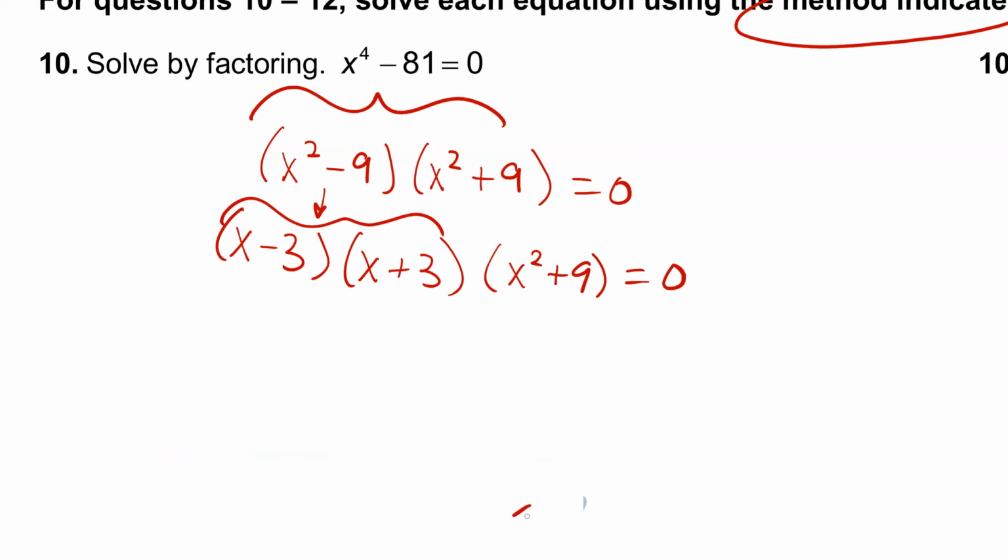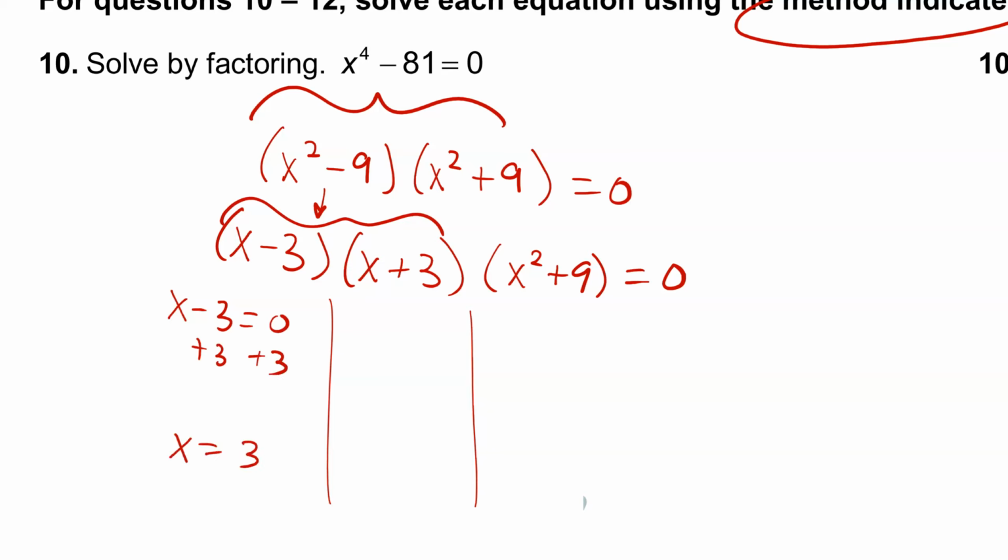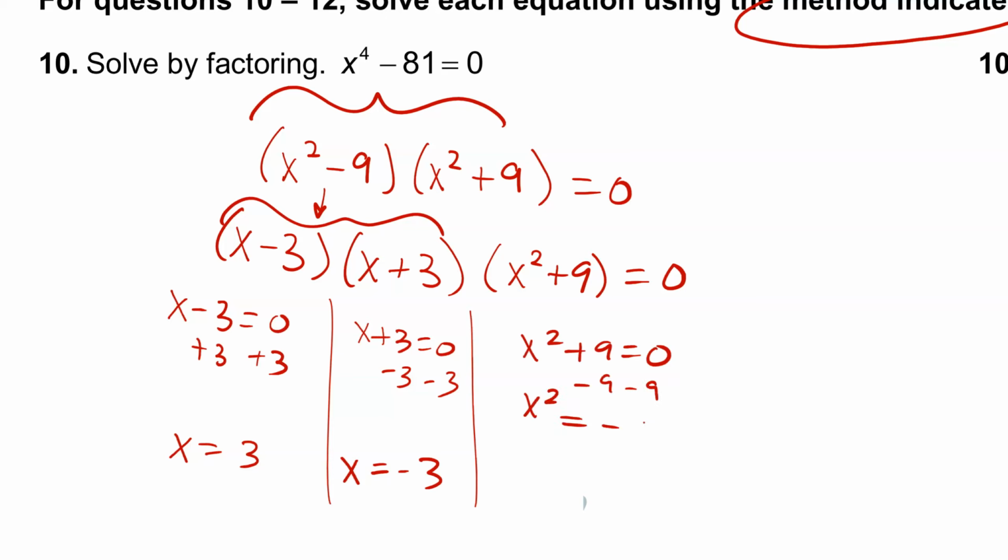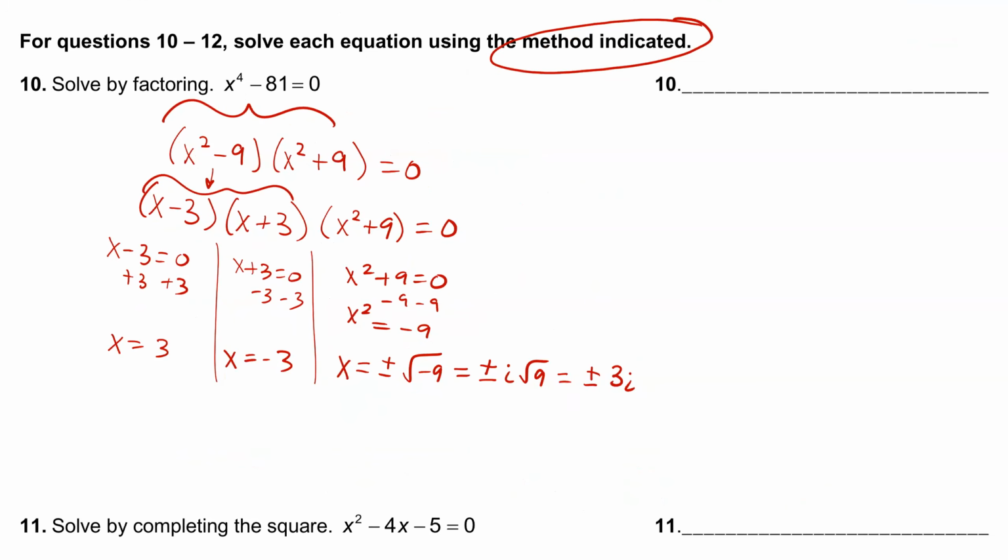So to solve, you set each factor equal to 0. So I set x minus 3 equal to 0. I see x is equal to 3. I set x plus 3 equal to 0. I see x is equal to negative 3. Then I set x squared plus 9 equal to 0. I see x squared is equal to negative 9. If I square root both sides, I get plus or minus the square root of negative 9. This is the same thing as plus or minus i root 9, which is plus or minus 3i. So the solutions would be 3, negative 3, 3i, negative 3i.